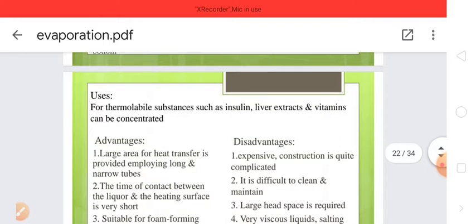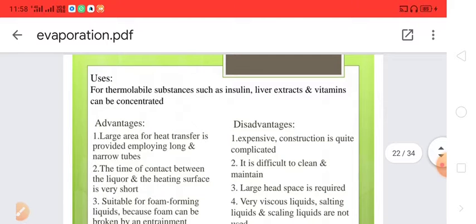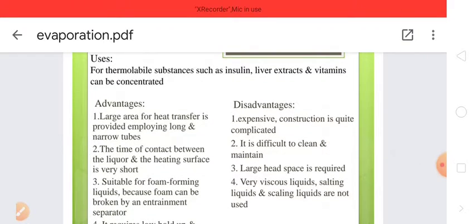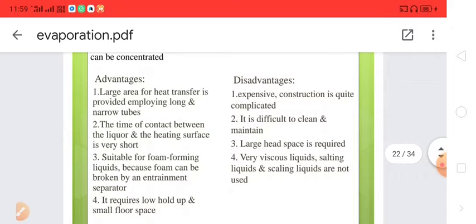Now uses: thermolabile substances like insulin, liver extract and vitamins can be concentrated. The advantages and disadvantages are discussed below, which are quite wide compared to other evaporators. So let's come to the point.